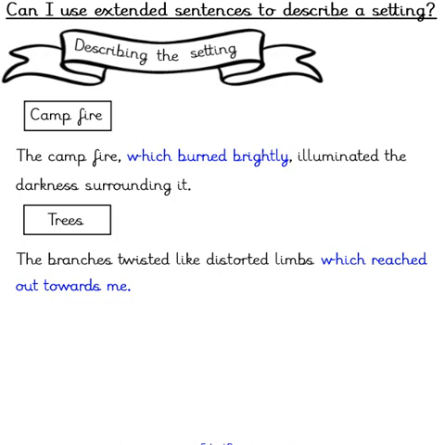So this is how your work should be set out today when describing the setting from the animation Marshmallows. I'd like you to try to write sentences that include relative clauses to describe things you spotted within the clip. So here I have an example to describe the campfire. The campfire, which burned brightly, illuminated the darkness surrounding it. So here my relative clause is in the middle of my sentence, so you can see that I've used commas either side of my relative clause.